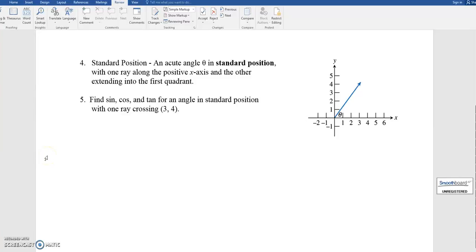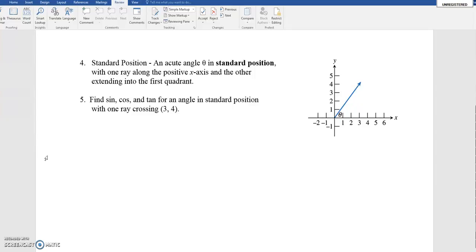Okay, welcome to the second video for Chapter 4, Lesson 2. Again, just moving on a little bit more with some right triangle trigonometry ideas. We're going to learn a slightly different way of defining how we find our triangle in this video. It's called standard position, and we're actually going to be plotting something on a coordinate plane.